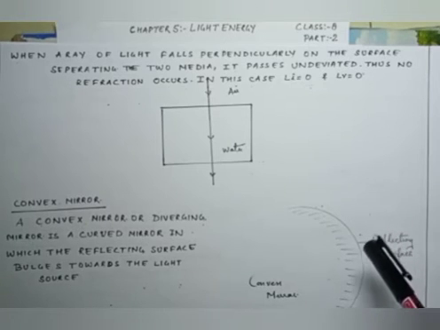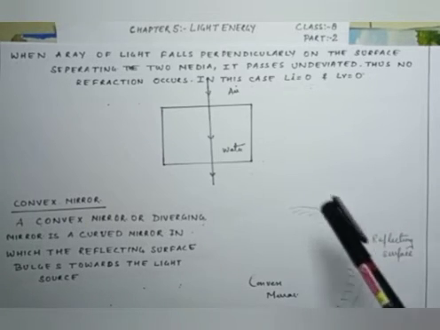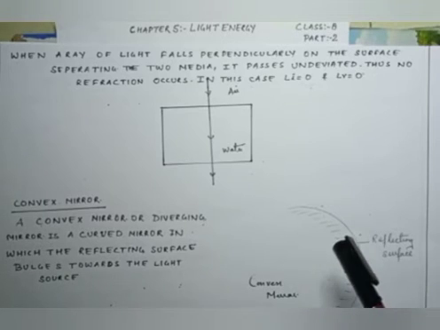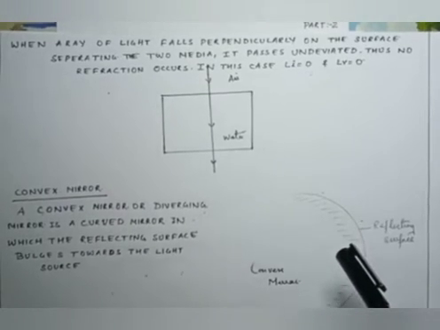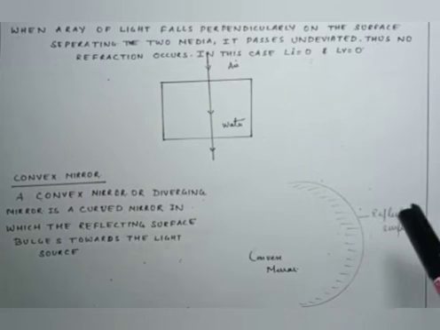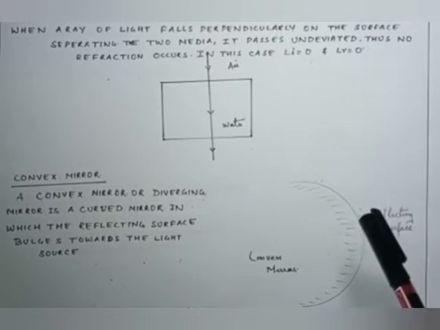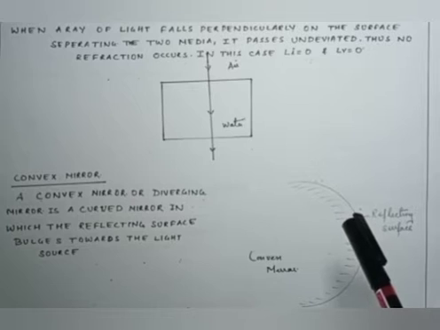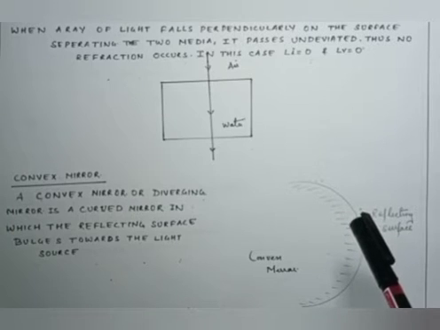So this is a reflecting surface. It bulges towards the light source. As you can see, it bulges towards the light source. This is a reflecting surface and it bulges towards the light source.